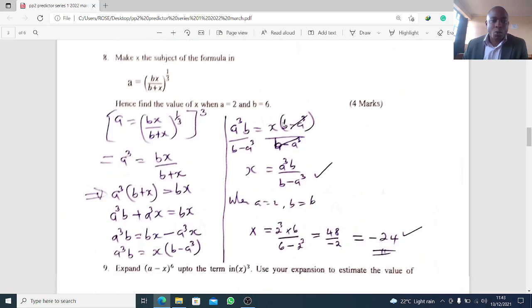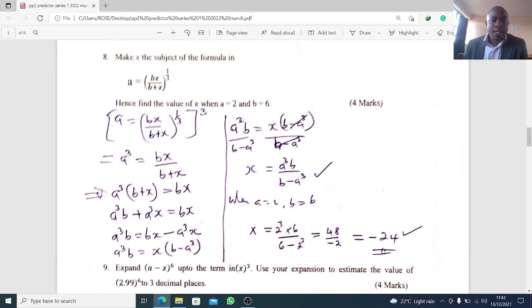Question number 8, we make x the subject of the formula in a equals bx over b plus x, all to the power of a third. Hence, we find the value of x when a is 2 and b is 6.